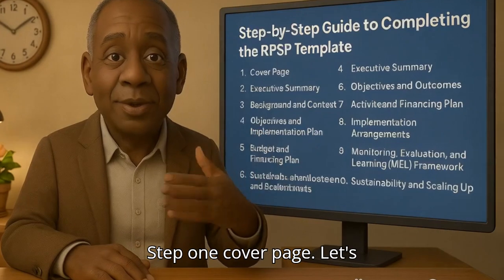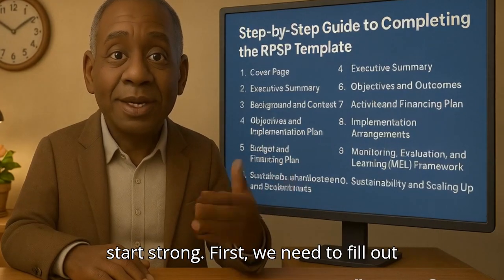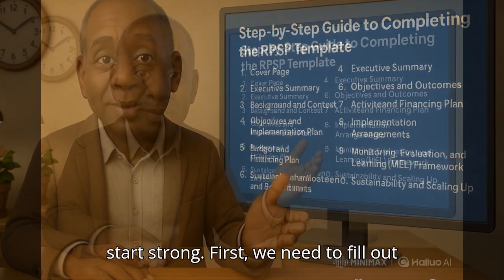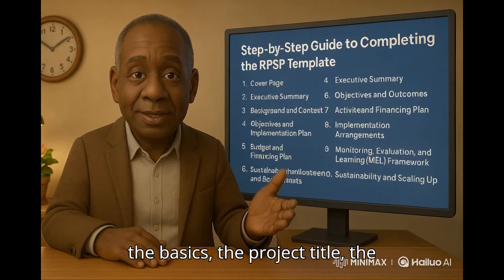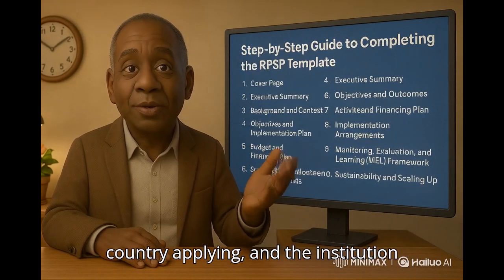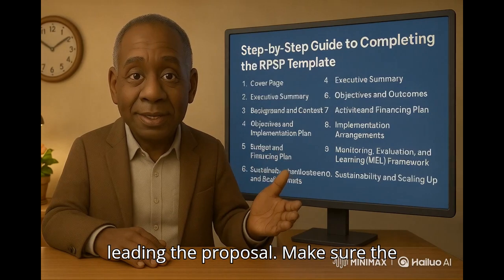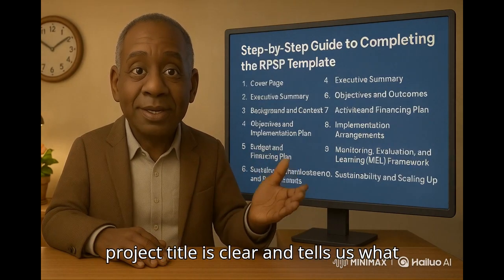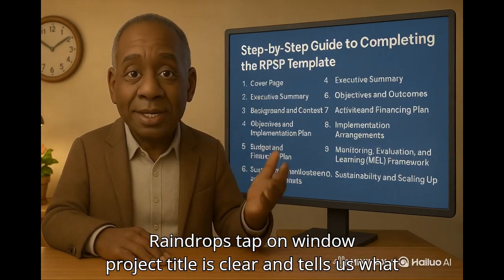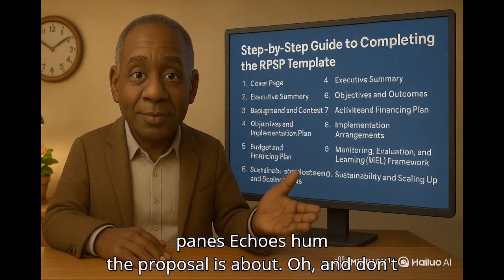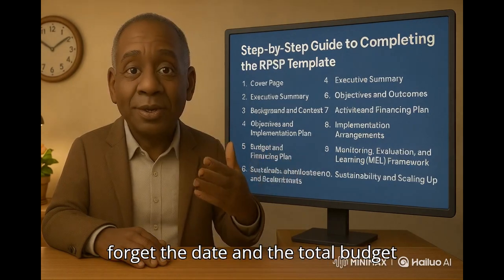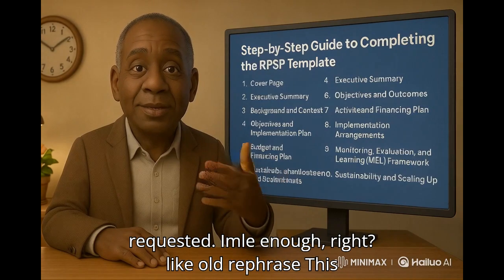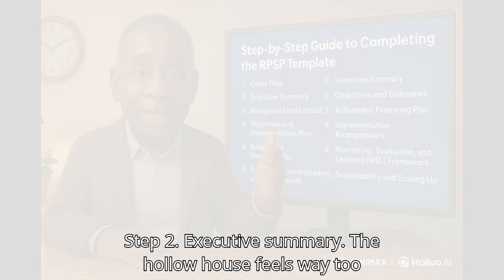Step 1. Cover page. Let's start strong. First, we need to fill out the basics. The project title, the country applying, and the institution leading the proposal. Make sure the project title is clear and tells us what the proposal is about. Oh, and don't forget the date and the total budget requested. Simple enough, right?